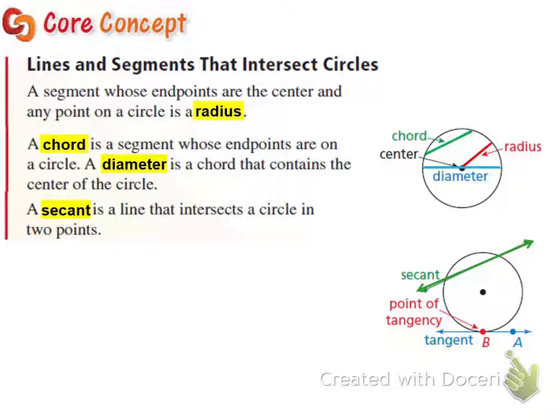Whereas a tangent, go and look at the picture, it's already labeled. Your tangent line is in blue on my picture. How many times does a tangent touch the circle? Once. So a tangent is a line that touches the circle once.